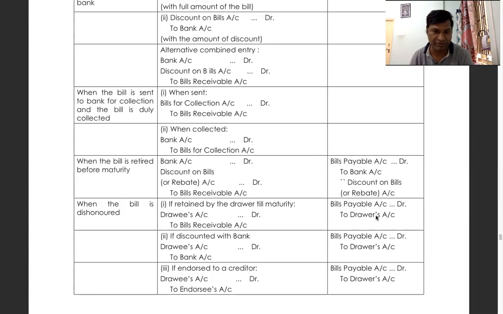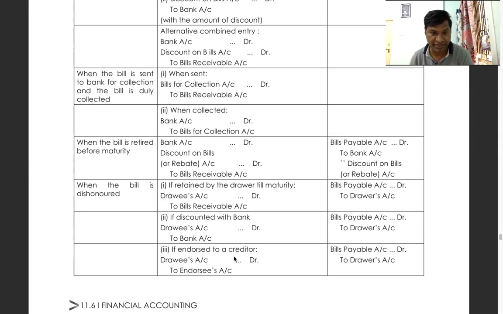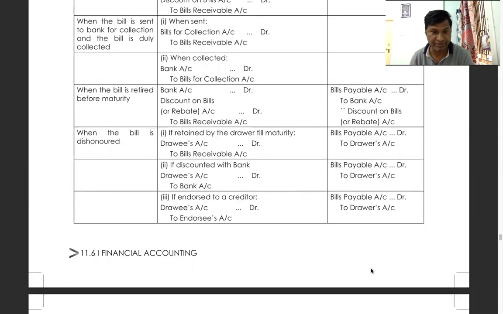Bill payable to drawer. Drawee to bill receivable. If discounted with the bank, drawee's account debit to bank. Bill payable to drawer. If endorsed to a creditor, drawee's account to endorsee, and here it is bill payable to drawer.